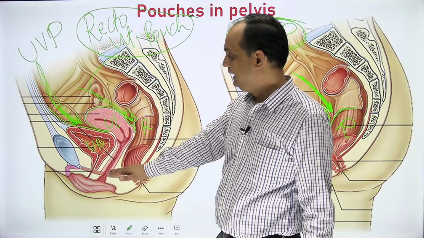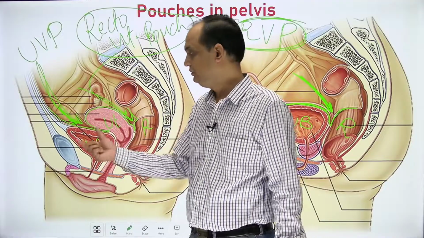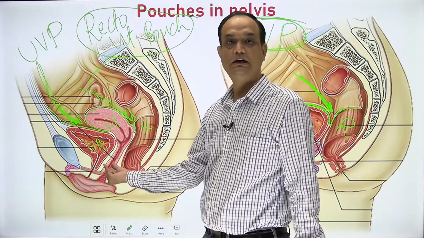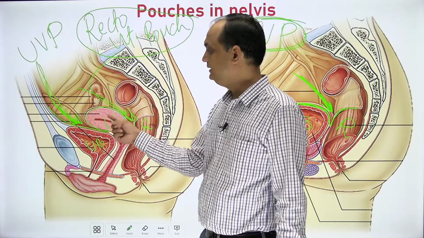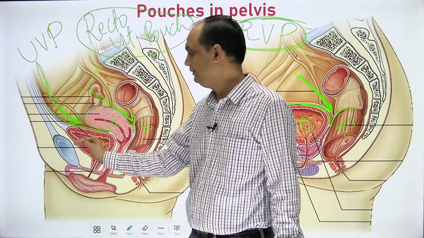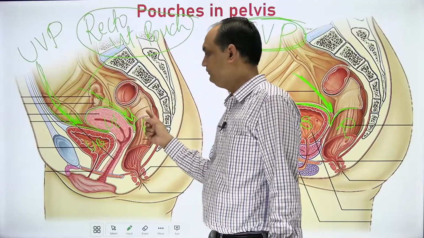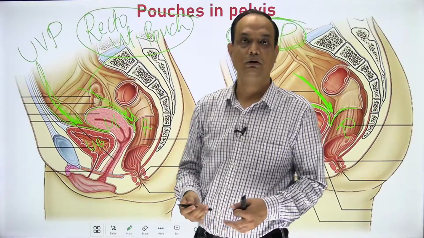But when you see the female pelvis, you should have this idea that there is a pelvic diaphragm, and above the pelvic diaphragm in the female we have three organs: urinary bladder, uterus, along with the upper part of the vaginal canal, and rectum. Now there are two pouches, one is anterior to the uterus, one is behind the uterus. The anterior one is known as the uterovesical pouch and the posterior one is known as the rectouterine pouch or pouch of Douglas.